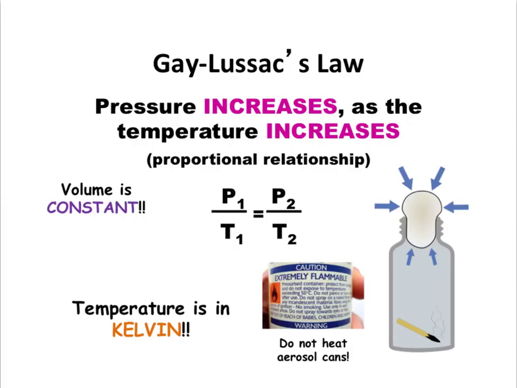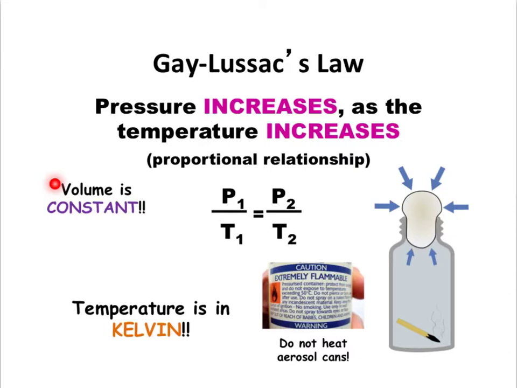The next law we're going to look at is Gay-Lussac's law. This law also is a proportional relationship, but it is a relationship between pressure and temperature. The whole idea here is that as you increase the temperature, the pressure of the gas would increase as well. The volume is constant for this particular law, so you're not changing the volume at all. Therefore, the equation we can use for this is P1 over T1 equals P2 over T2.